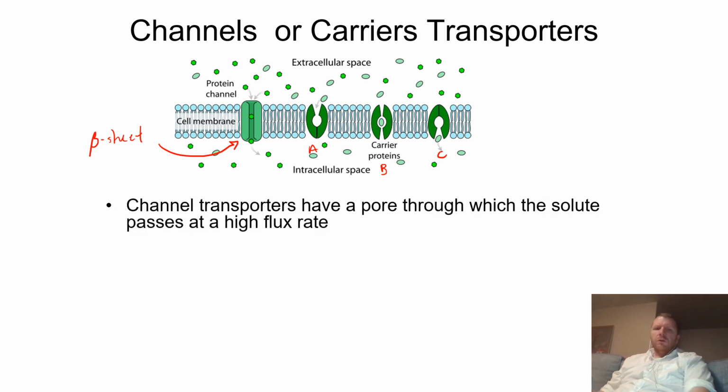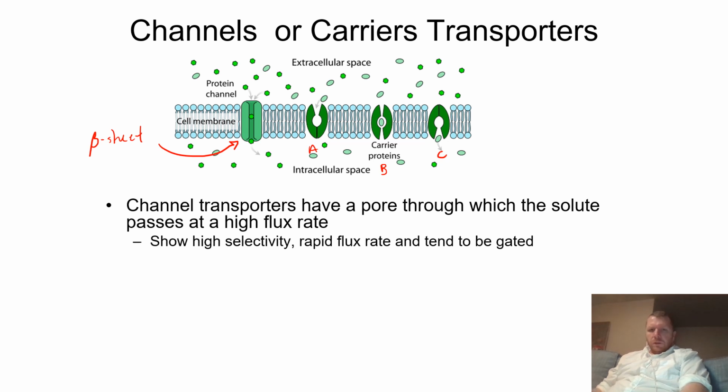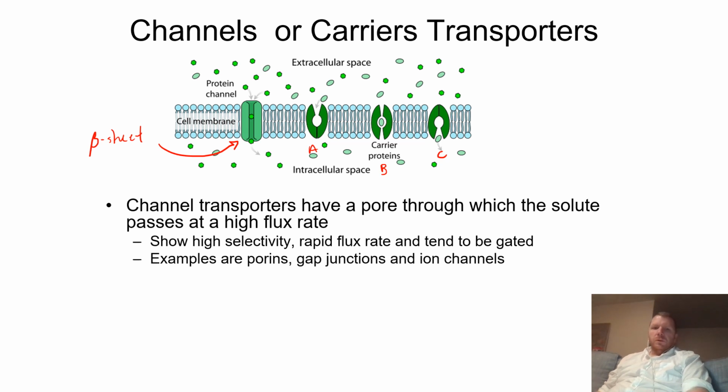So channel transporters have a pore through which the solute passes at a very high flux rate. They are very selective, and these rapid flux rates tend to be gated. And we're going to talk about different gate proteins later, but voltage gated or small molecule gated or something like that. Examples are porins, gap junctions, and ion channels. We're going to get into some of these examples a little bit later.